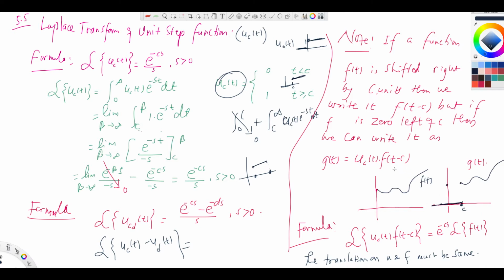Okay. Now the next thing we want to do is find out the formula for this time shifted function. If you want to find the Laplace transform of u_c(t) times f(t minus c), then the formula is e to the negative cs times the Laplace transform of f(t). Make sure that the translation on u and f are the same, right? Because here the translation on u is c, and the translation on f is c. If they have the same translation, then the Laplace transform of u_c(t) times f(t minus c) is e to the negative cs times the Laplace transform of f(t). So we will see some examples on this, okay guys?